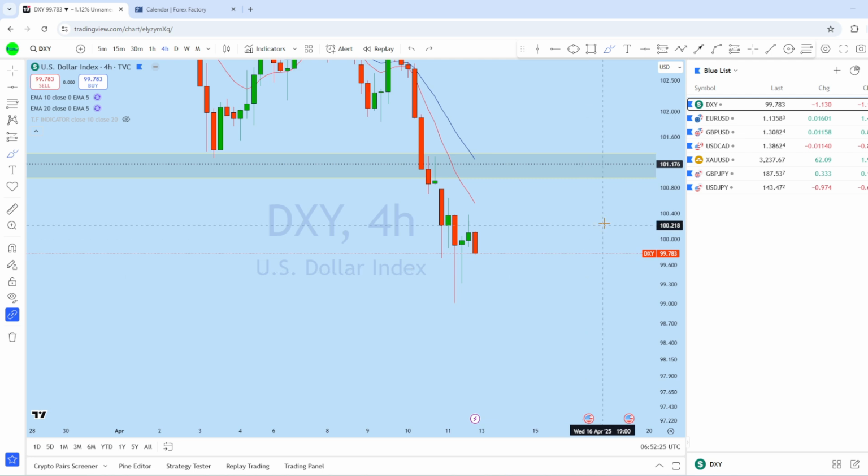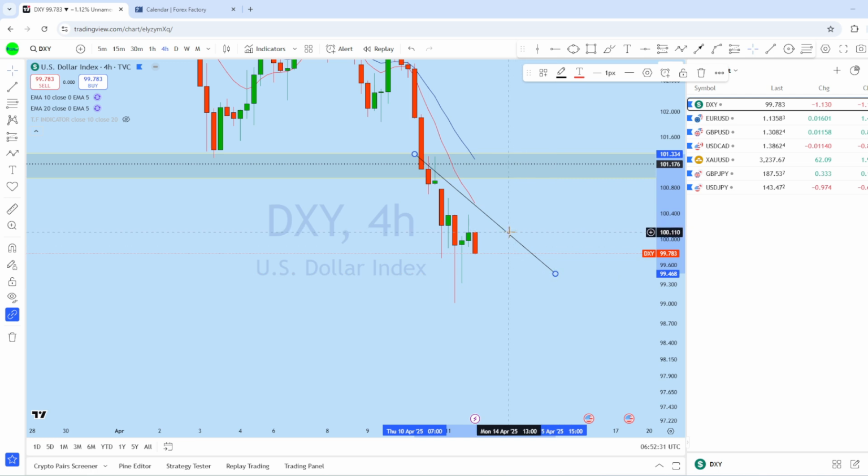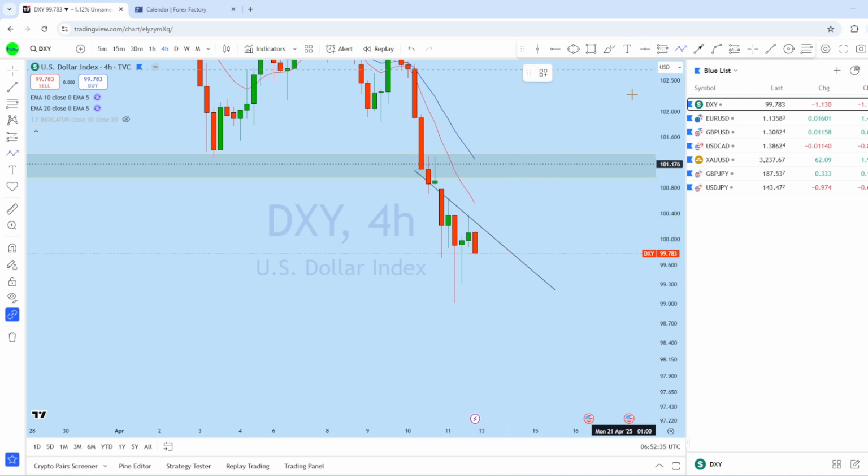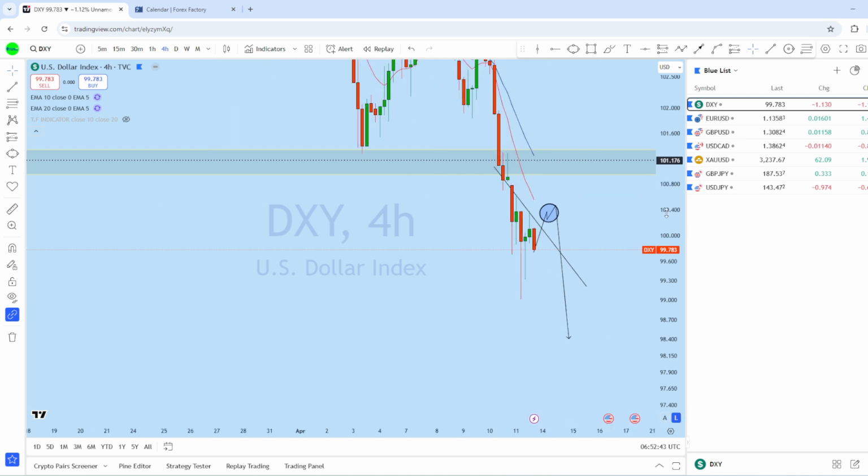And with that being said, what we can expect here is a break of structure, especially from this trend line. We'll be waiting for the market to break from that structure, and once we see that potential break of structure, we'll be looking for selling opportunities in this market. So this could be the wave for the upcoming week on DXY.